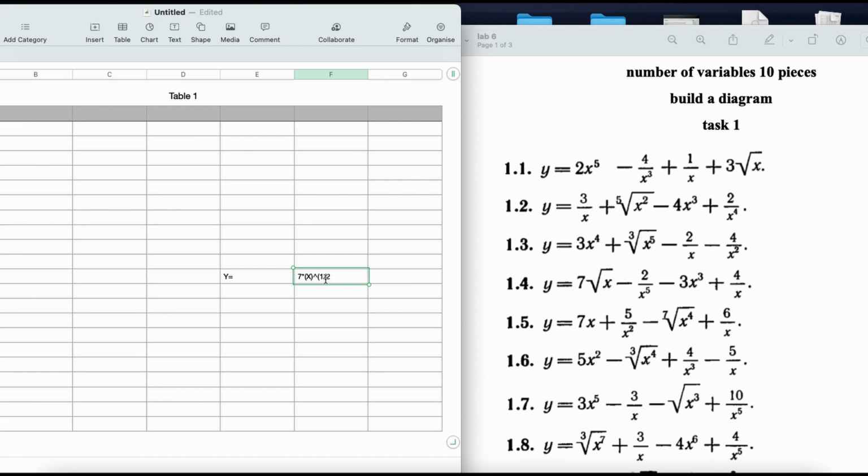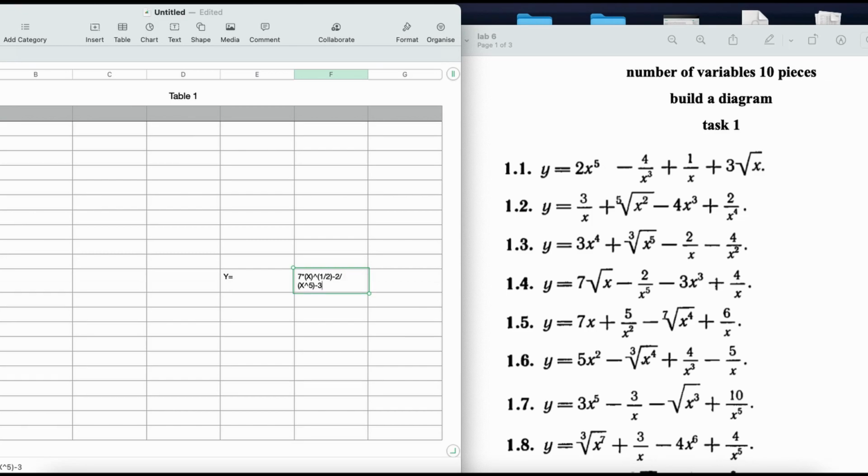We are taking it like this as there is no root function in this MS Excel program, minus 2 by x power 5. So we are going to take it as 2 divided by open bracket x raised to the power of 5 close bracket, and minus 3x cube, minus 3 into x raised to the power of 3, plus 4 by x.